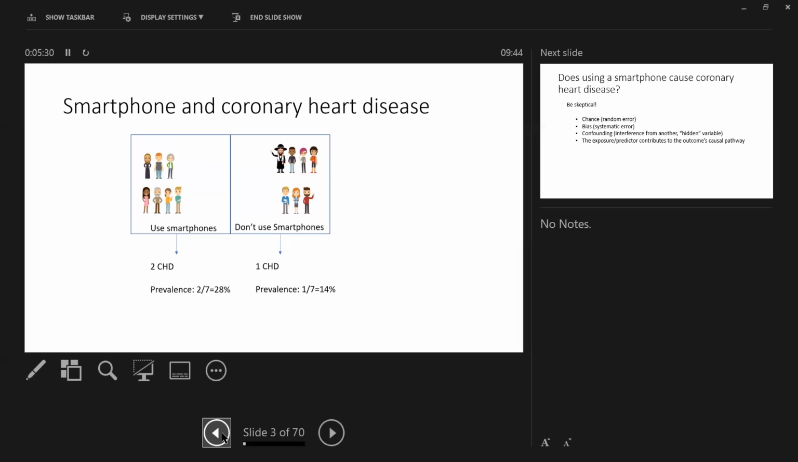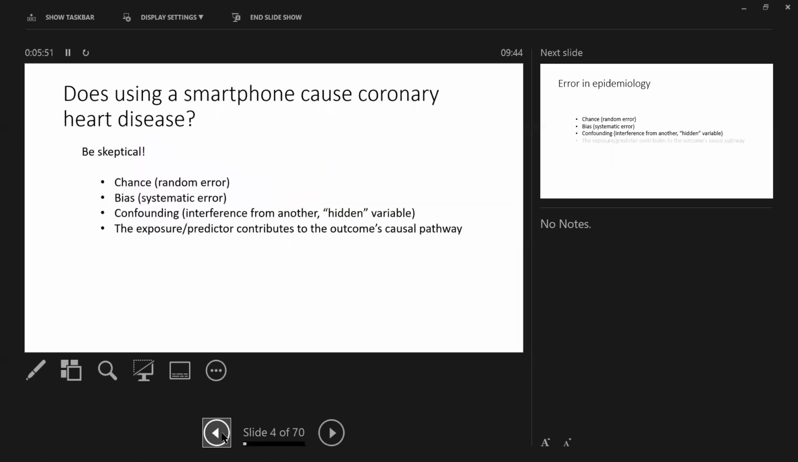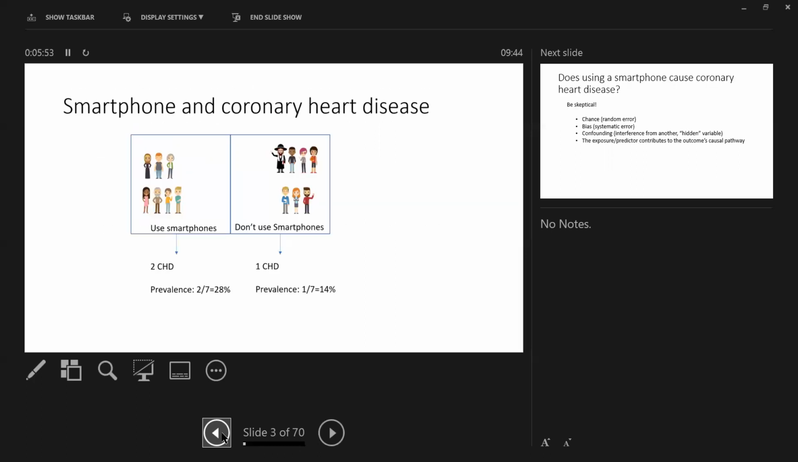Okay, so you can calculate the prevalence or the incidence of coronary heart disease in each group. 2 out of 7 in the group that uses smartphones, 1 out of 7. You could do the odds as well if you wanted to. It would be 2 out of 5 and 1 out of 6. And then you could do a ratio, right? You could do a risk ratio.